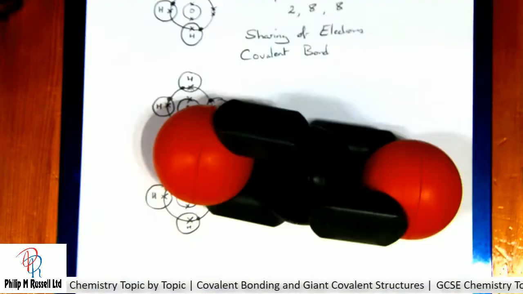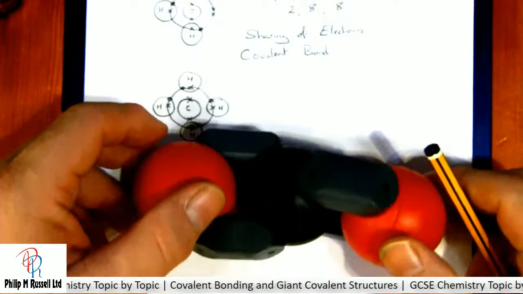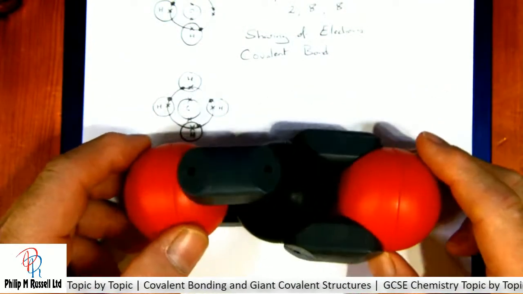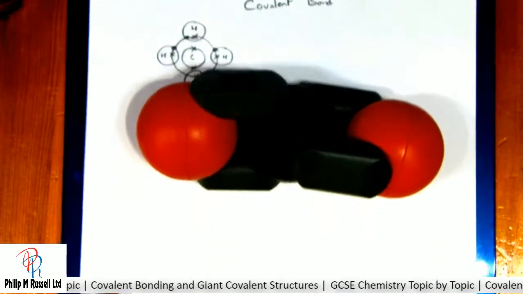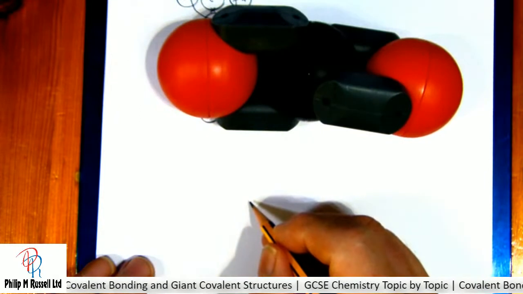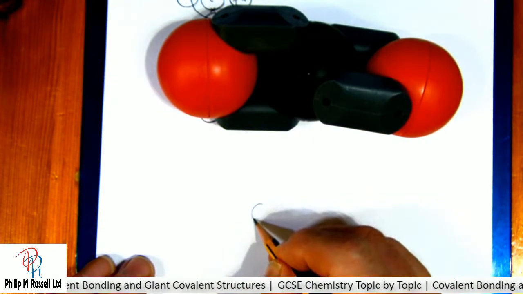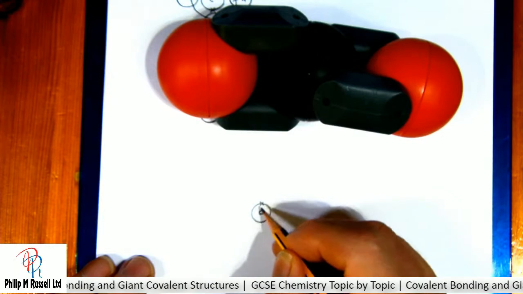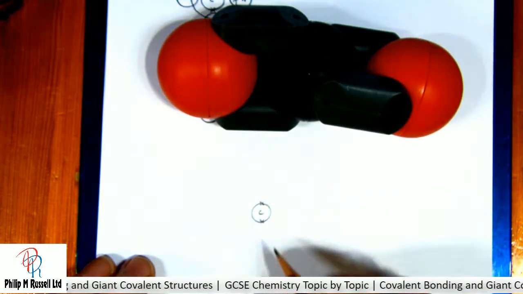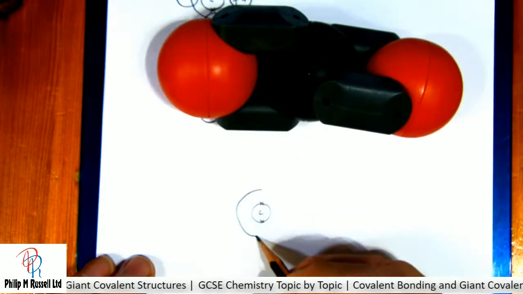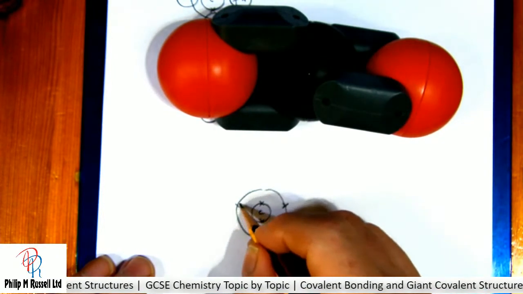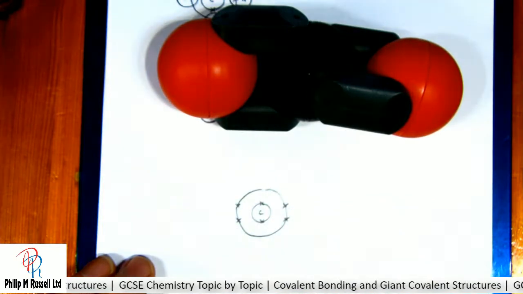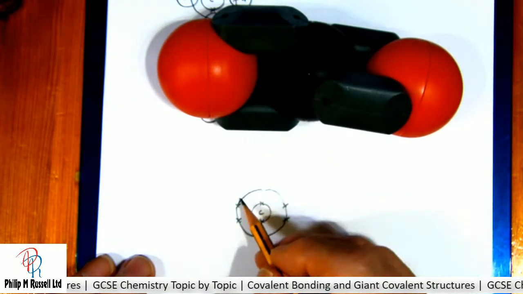So let's take a look at the molecule, and we've got it here, and you can see quite close up these bonds. So let's draw our carbon. So our carbon has 2 electrons in its inner layer, and in its outer layer it's got 4. I'm arranging them slightly differently than last time.